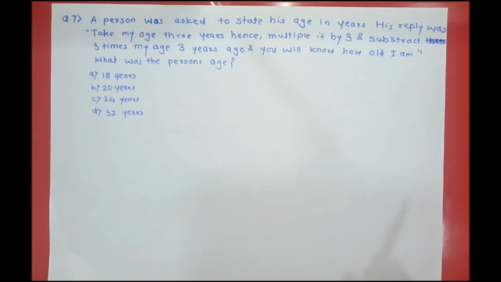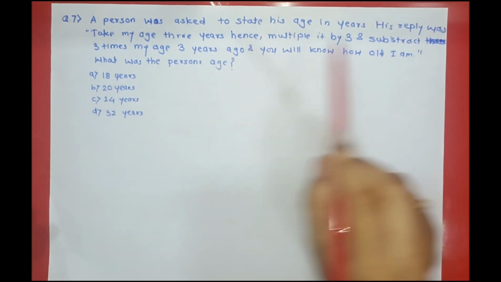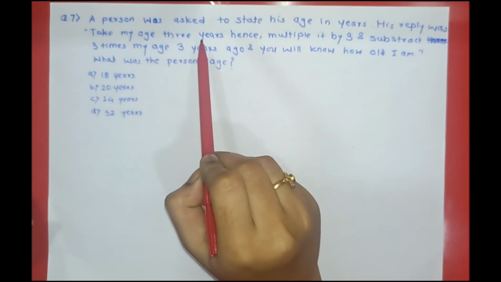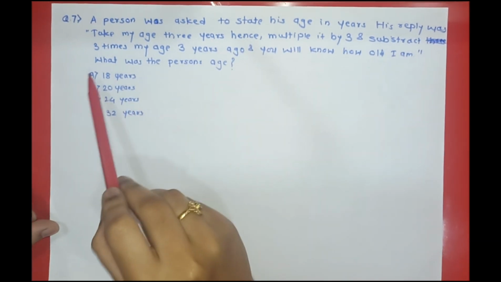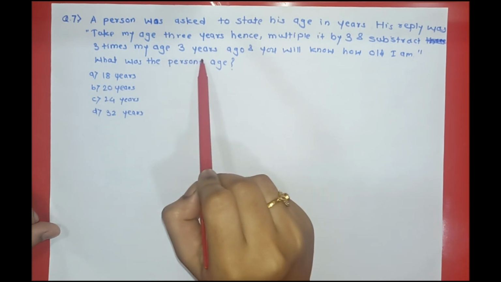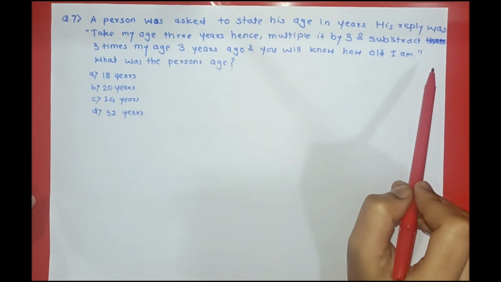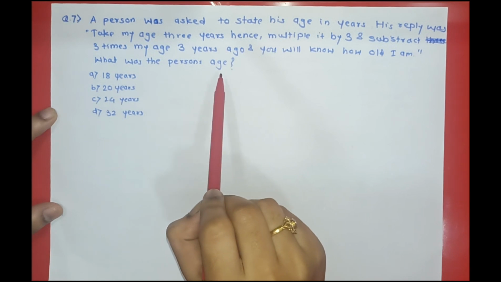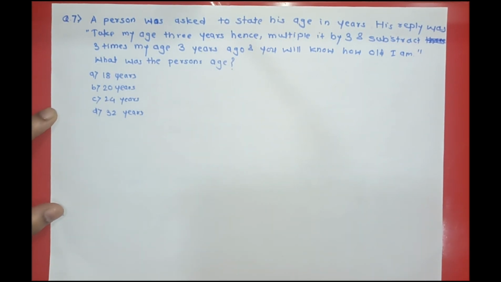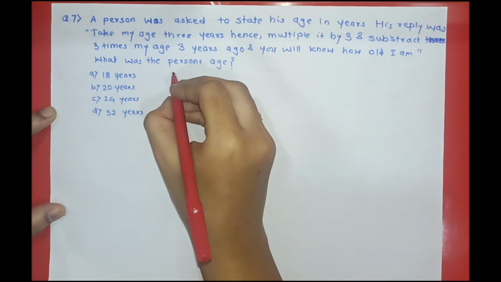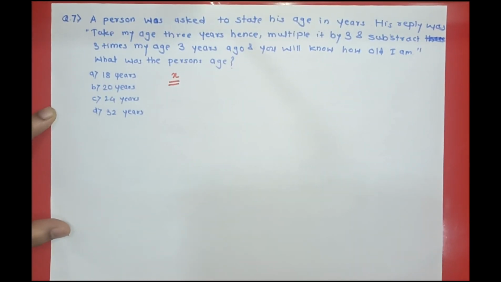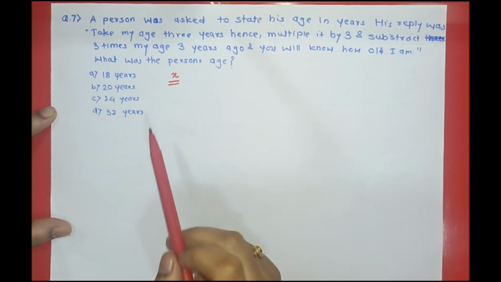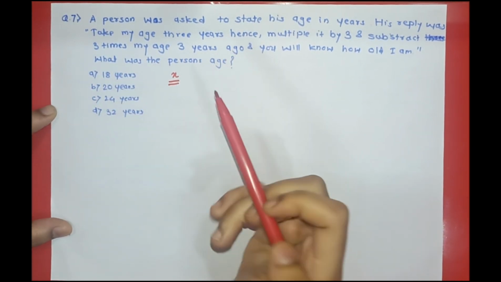The last question for today. A person was asked to state his age in years. His reply was, take my age 3 years hence. Multiply it by 3 and subtract 3 times my age 3 years ago and you will know how old I am. What was the person's present age? So let the person's age be X. Let's solve it by dividing the question in parts. Take my age 3 years hence.